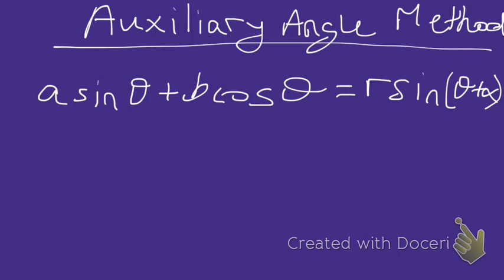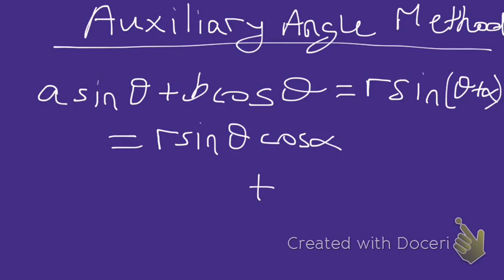So I'm just going to expand the right hand side here. The right hand side, when I expand it, becomes r sine theta cos alpha plus r cos theta sine alpha. And let's try something new, the highlighter tool. What I'm going to do is equate coefficients on either side.